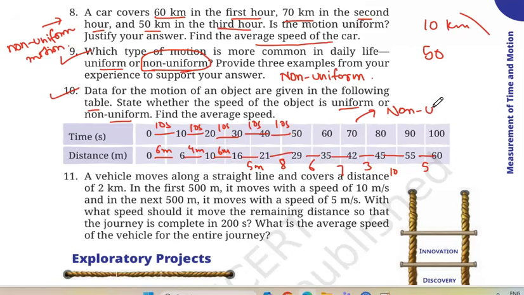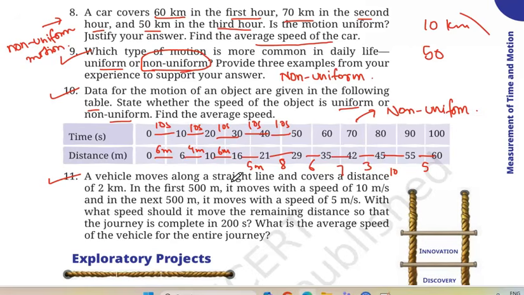Remember, I told you the definition of non-uniform motion. It covers unequal distances in equal intervals of time. I hope this part is clear to all of you. Now, you have to find the average speed. How do you find the average speed? I just discussed with you: total distance by total time taken. Now, let us come to question number 11.